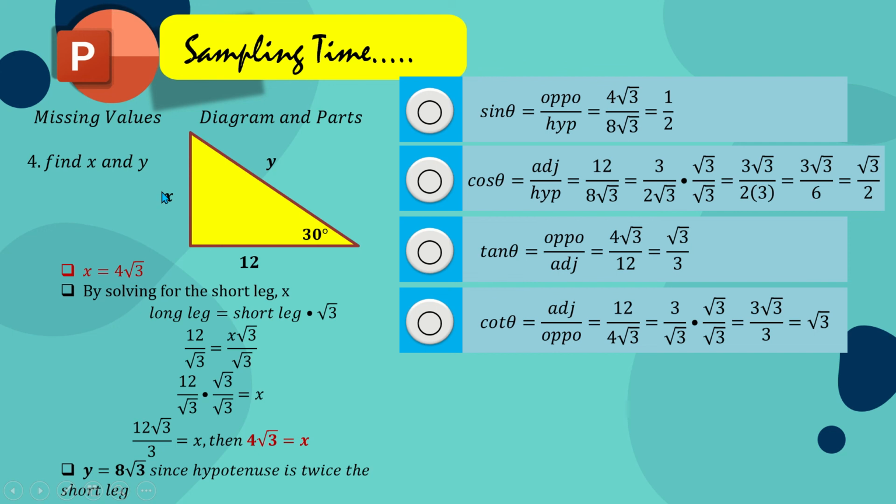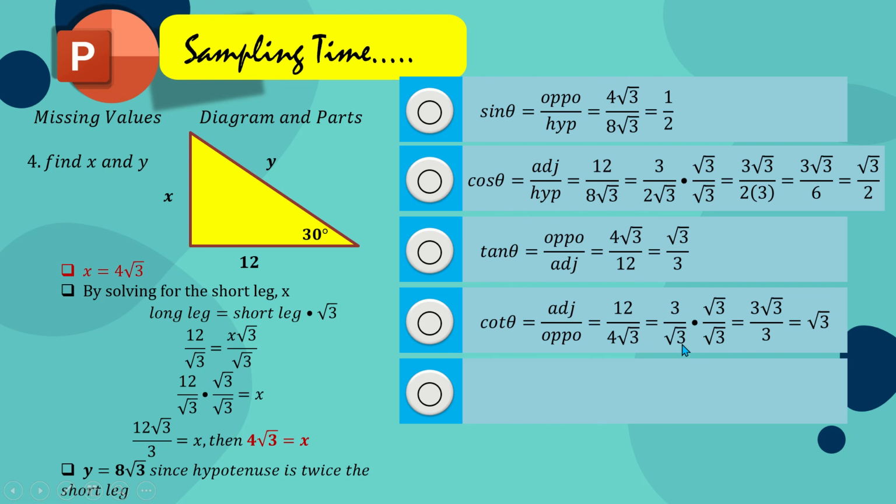12 over x, or 12 over 4 square root of 3, since x is 4 square root of 3, right? So, 12 divided by 4 is 3. It divides evenly, a whole number, so it goes in the numerator. What is left in the denominator is square root of 3.